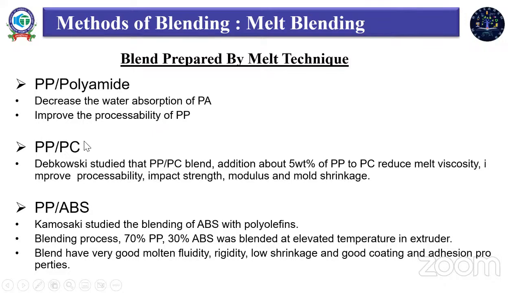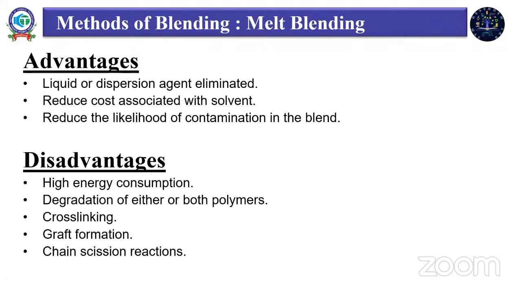For PP-ABS blending, 70% PP and 30% ABS are generally blended at elevated temperature in extruders. These blends generally have good fluidity, rigidity, low shrinkage, and coating. Advantages are that liquid or dispersion agents can be eliminated. This process reduces the cost associated with the solvent process, as in solvent casting. It also reduces contamination in the blend.